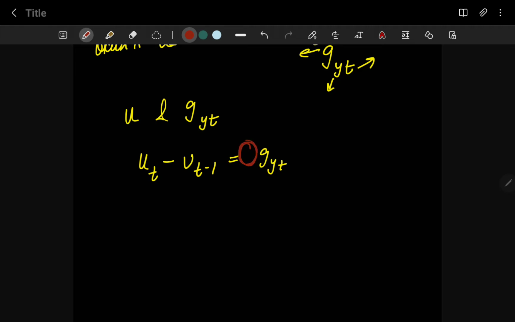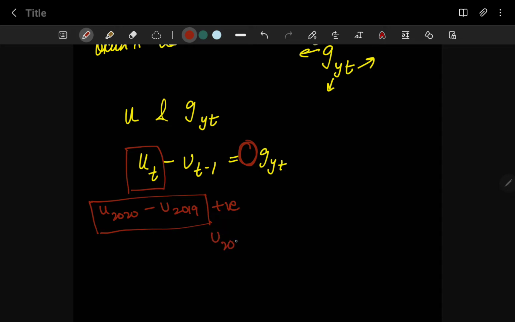What should be the sign over here? What is UT? UT is unemployment, say in the year 2020, minus unemployment in the year 2019. So, if this value is positive, it means unemployment in 2020 is more than that in 2019. If unemployment has increased, it means employment has declined, right? Now, if employment has declined, then we cannot expect our growth to be positive, right?